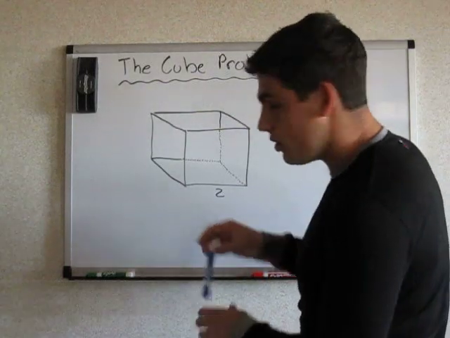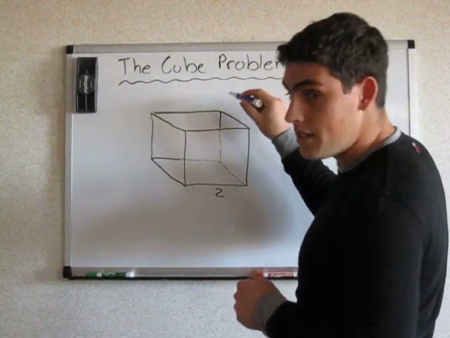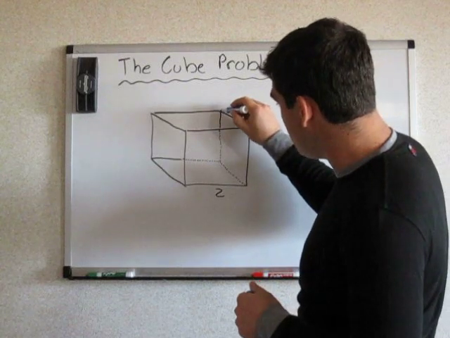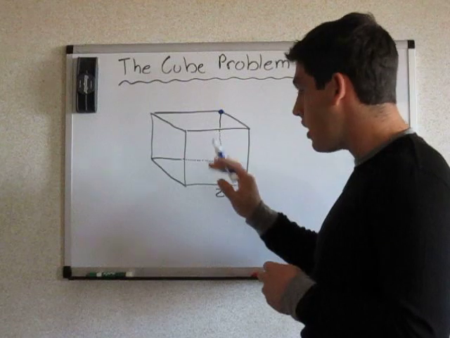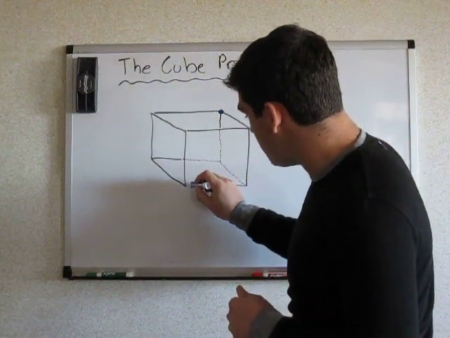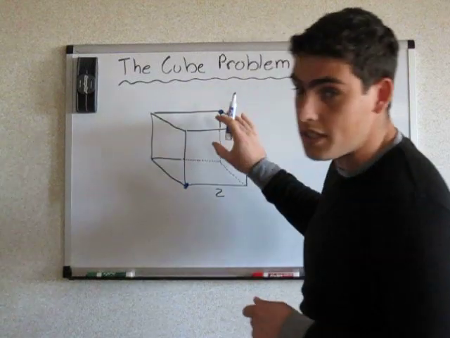So what they usually do is they ask you to find the distance from one edge, an opposite edge, all the way on the other side to another edge on the other side. So they are two opposing vertices.